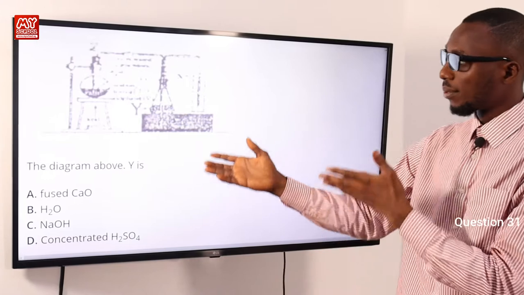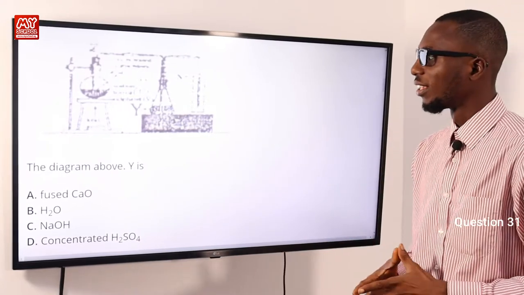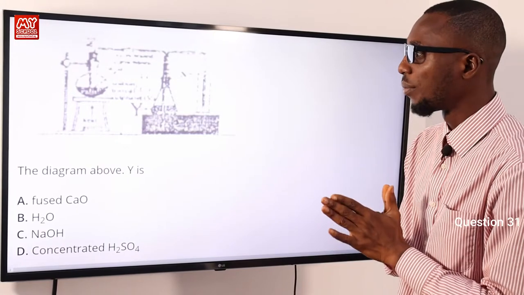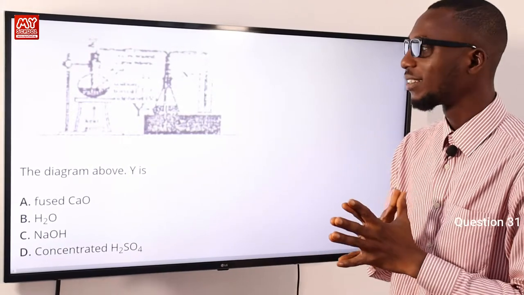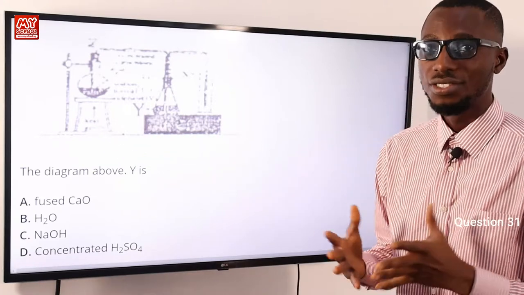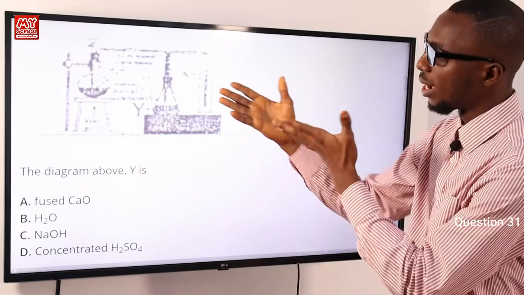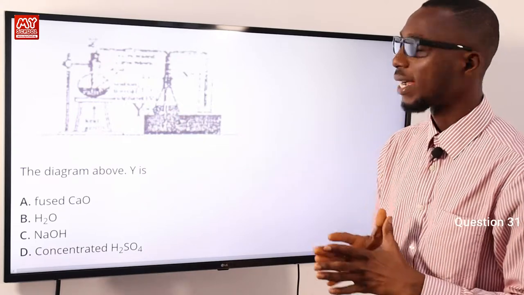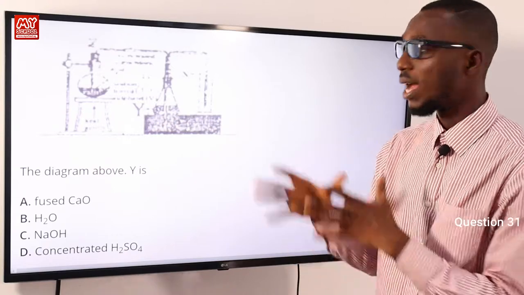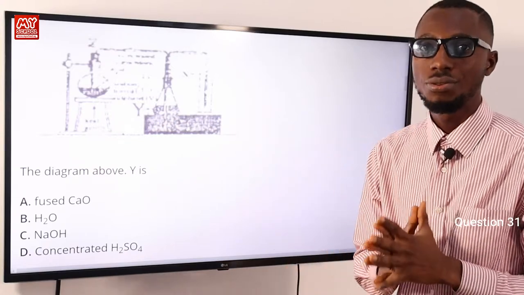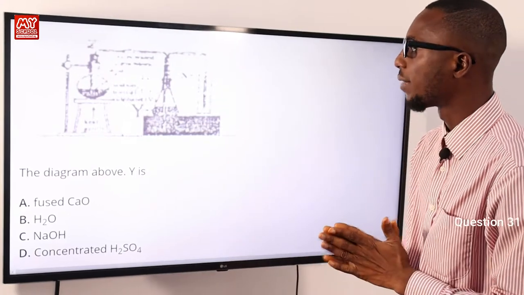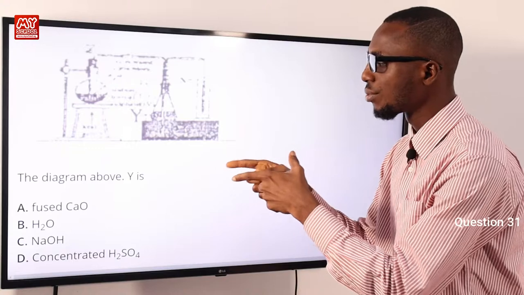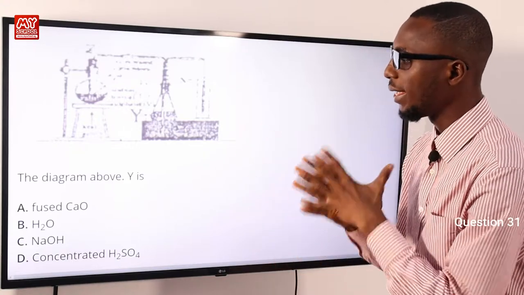The diagram above, part labeled Y, is what? So this is an experimental setup to show the laboratory preparation of sulfur oxide. We have the reagents, concentrated HCl and sodium thiosulfate, and in the conical flask, the apparatus labeled Y contains concentrated H2SO4. The jar labeled X is where SO2 is being collected. So specifically attending to the question at hand, they said the diagram above, Y is what?